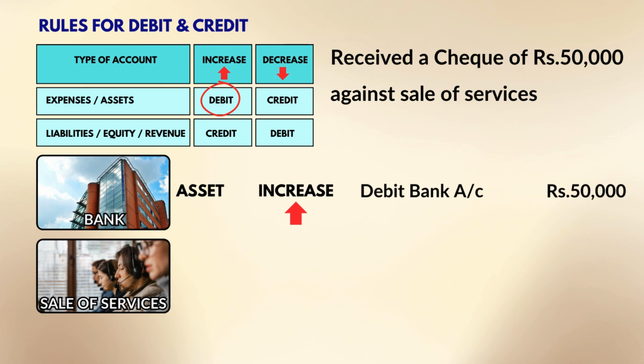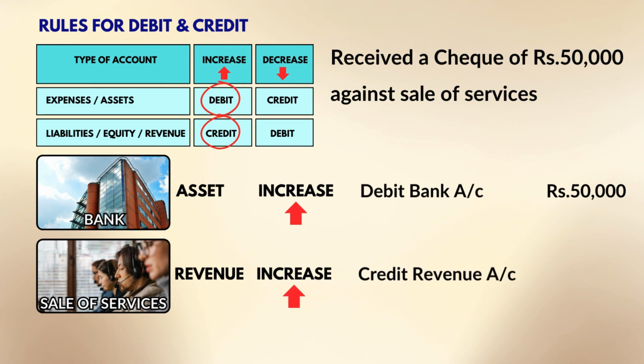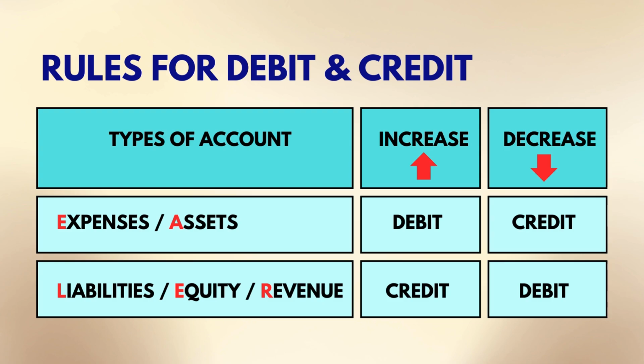As this money is received against sale, the revenue account will also increase by the same amount. So now as per the rule, we need to credit a revenue account if there is an increase. Thus, revenue account will be credited by rupees 50,000. Hope you have understood these rules, which are very easy to remember.